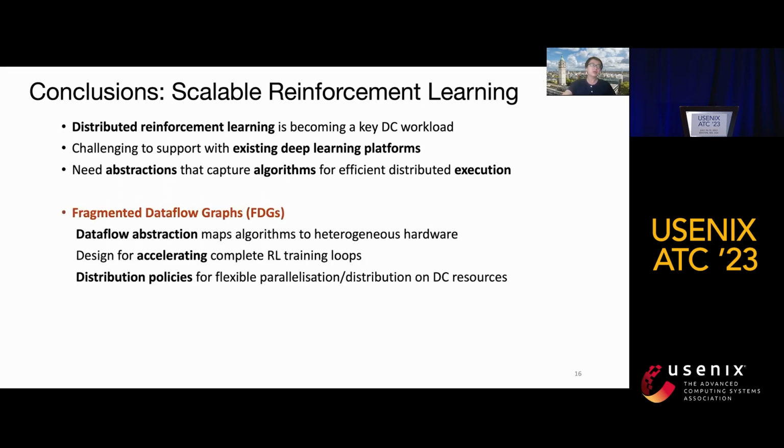Therefore, we proposed the fragmented dataflow graph, which is a new abstraction that is able to accelerate the complete RL training loop by mapping the different algorithm components to the heterogeneous hardware. It also supports flexible distribution policies to match the different hardware resource scenarios in different data centers.